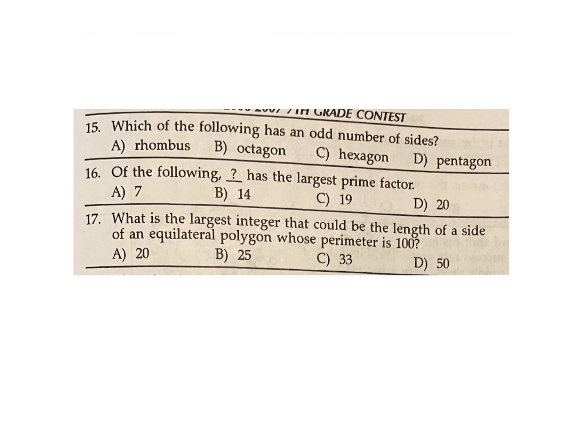Which of the following has an odd number of sides? Okay, rhombus, I believe, is 4. Octagon is 8. Hexagon is 6. Pentagon is 5. So the only odd number here is 5, so therefore that would be D.